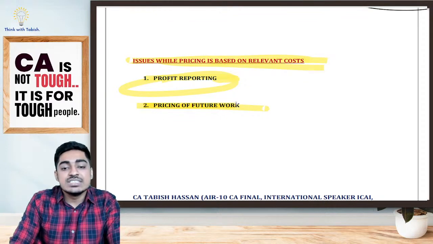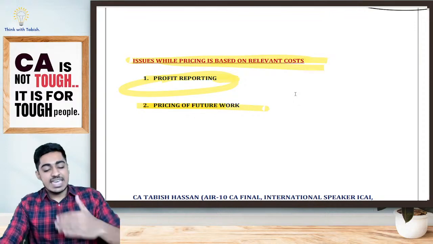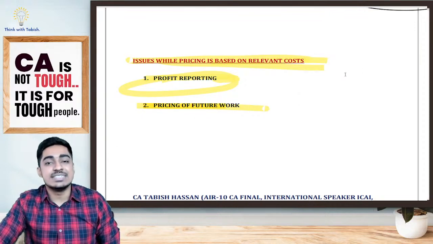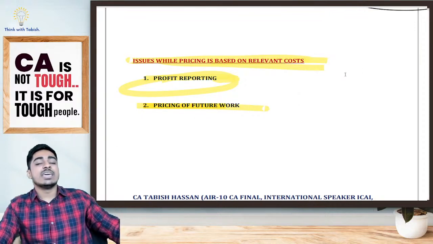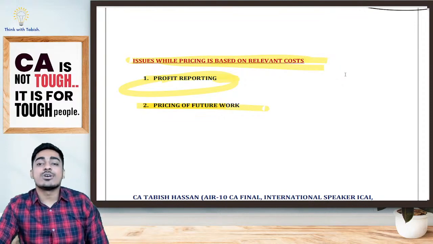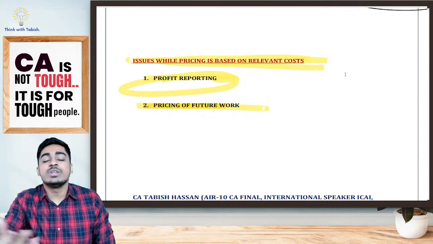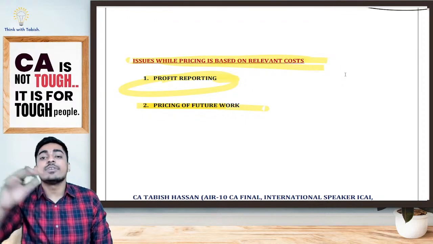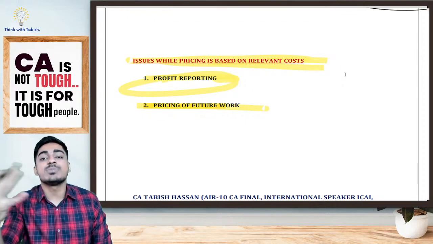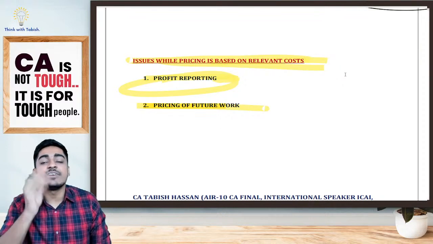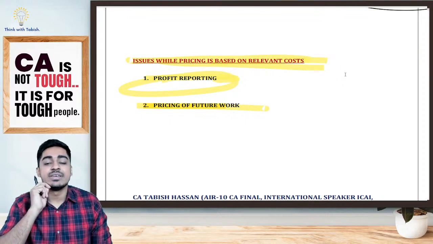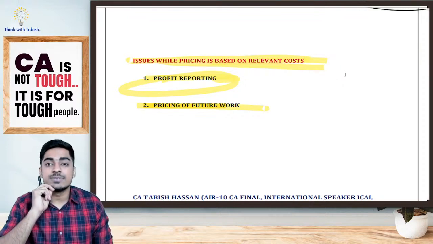And second, pricing of future work. What happens? Every time relevant cost keeps changing. Suppose now I had labor as spare capacity, so the relevant cost was nil. But next time, labor may not be available, so I need to add the labor cost. So relevant cost changes, and based on that, my price changes. So the customer may say, every time he's changing the price, what is happening? Yes or no? So that is pricing of future work.